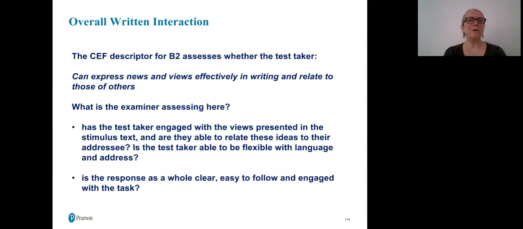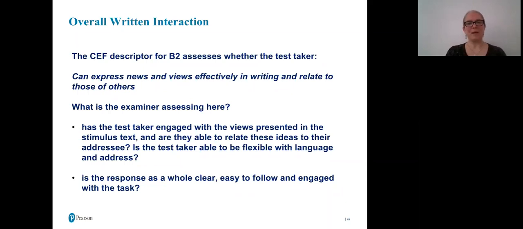So now we're going to move on to the individual trait for this task, which for section 8 is overall written interaction. So here, the CEF descriptor for level B2 assesses whether the test taker can express news and views effectively in writing and relate to those of others. So what does this translate to? What are we looking for?